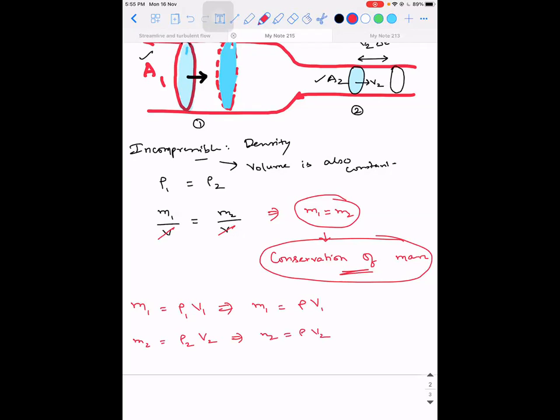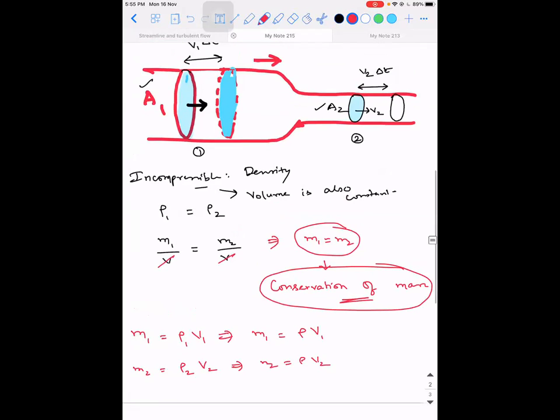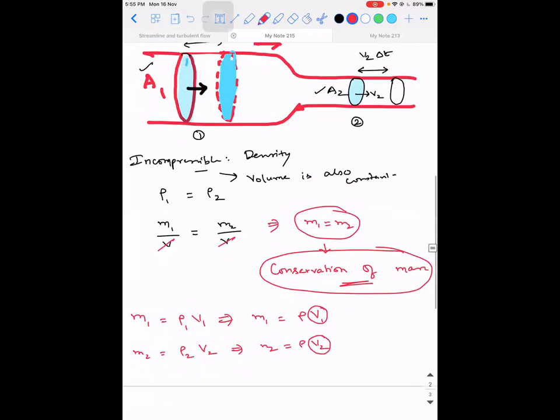See, why I wrote V1 and V2 is because I'm going to mathematically write V1 and V2 in terms of area and velocity, and I will equate it. Okay. Now observe. So from this, can I conclude that rho into V1 is equal to rho into V2? Is there any doubt till this step, guys? No, sir.